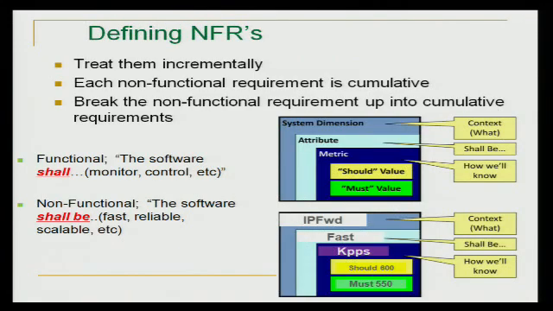So defining non-functional requirements, here's kind of how you do them. First of all, you can treat these incrementally. In other words, you can break these up into different, for example, lower level requirements and build them up over time. Agile will support this, for example. A lot of these are cumulative, and so what you would do, again, here's what I said just earlier. Functional is the software shall do something. Non-functional, the software shall be something: fast, reliable, scalable, all the things we've talked about. That's the key difference that you need to remember.